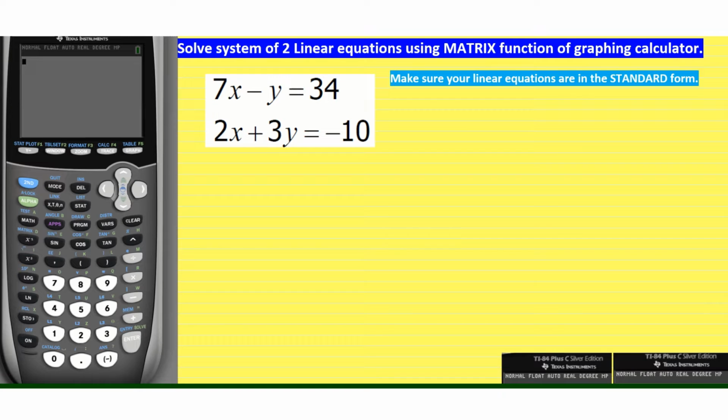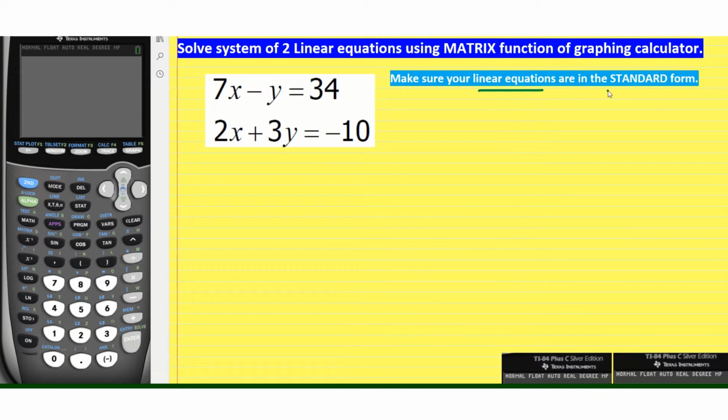Hello, we are going to solve a system of two linear equations using the matrix function of our graphing calculator. The first thing that we need to do before we do that is make sure that our linear equations are in standard form, because that makes easy work of inputting our data to the matrix. So we need to remind ourselves, what is a standard form linear equation? Well, ax plus by is equal to c. This is the standard form of a linear equation.